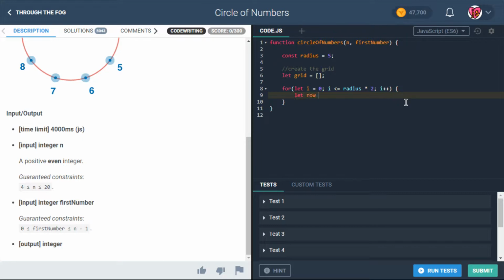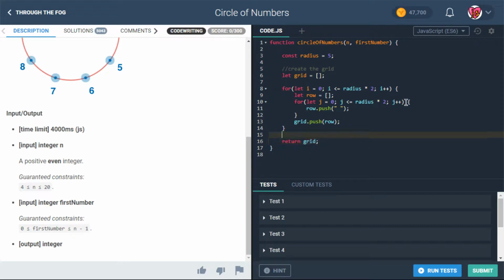Okay, and we'll say let row be assigned the value of this empty array. For let j be assigned the value of 0, j is less than or equal to radius times 2, and j plus plus. So then from there we'll say row dot push. What do we want to be putting in here? I guess just a space for now. Might as well. And then for the grid, we're going to push the row onto that. So then let's say return grid.